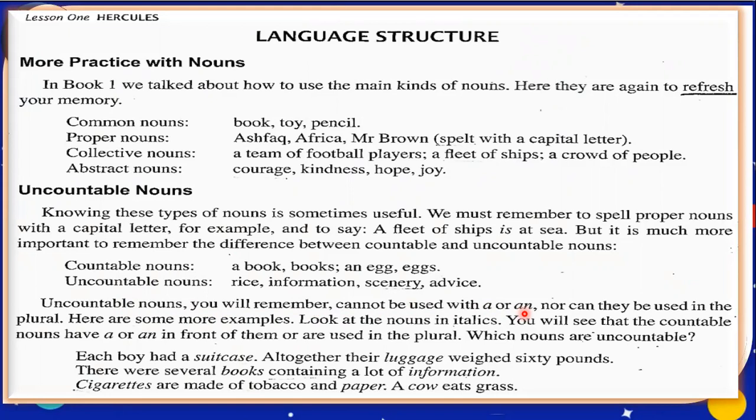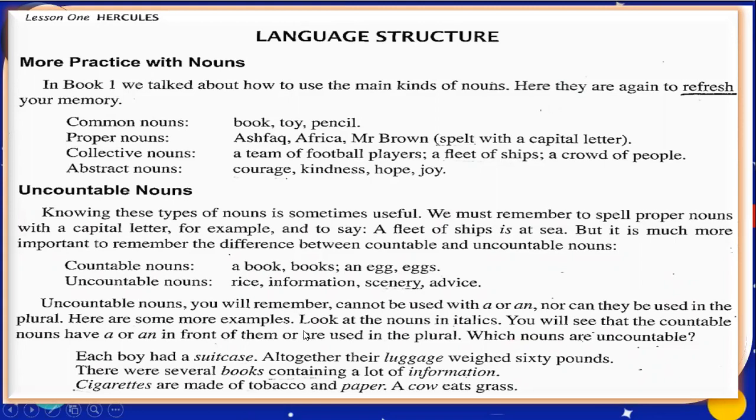If there is any uncountable noun, you cannot write article a or an with any one of them, nor can they be used in the plural. Uncountable nouns cannot be used as plural also. They will get a singular verb, not a plural one. Okay, here are some more examples. Look at the nouns in italics. You will see that the countable nouns have a or an in front of them or are used in the plural. Which nouns are uncountable?